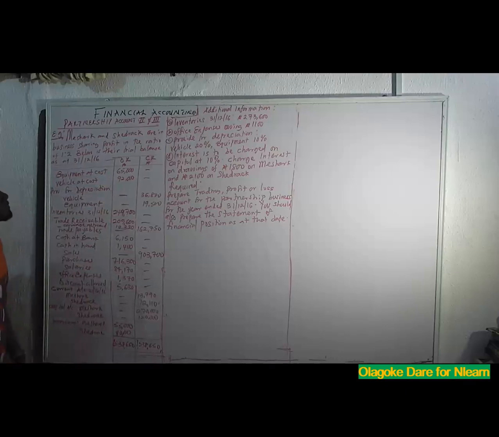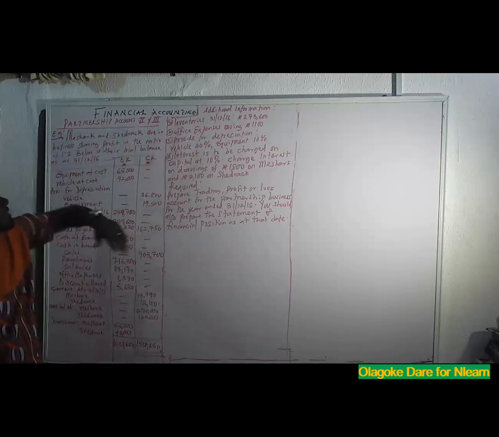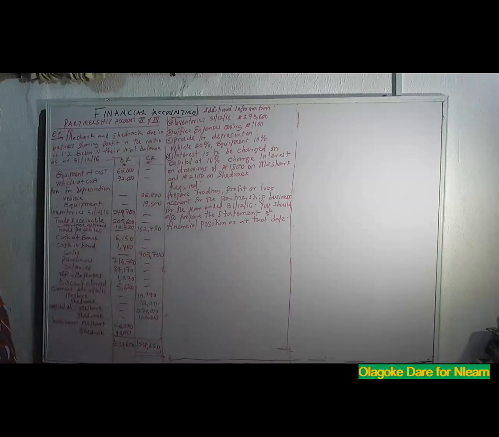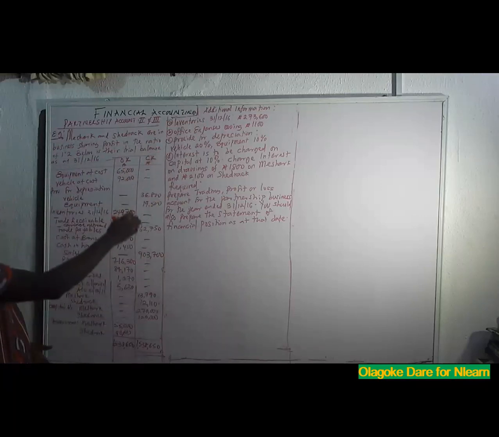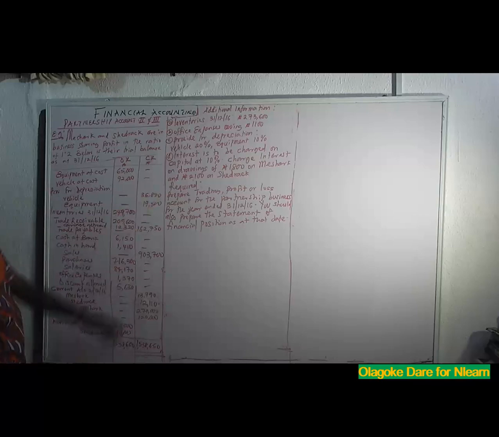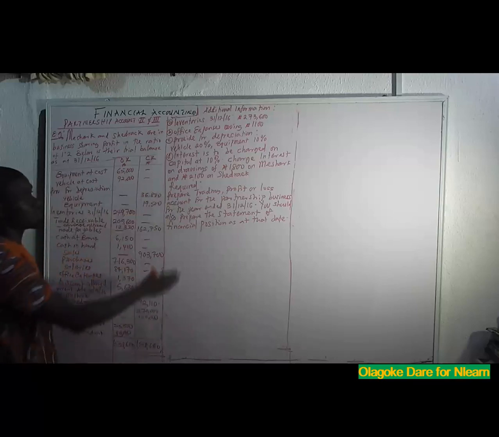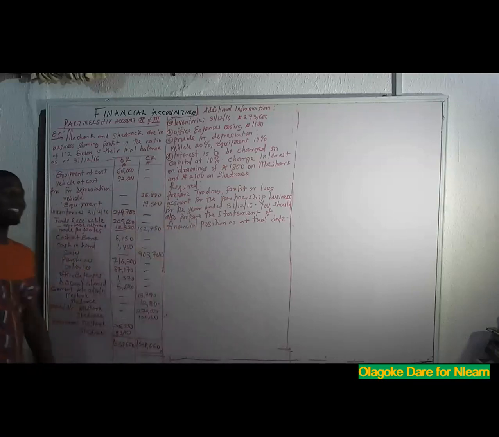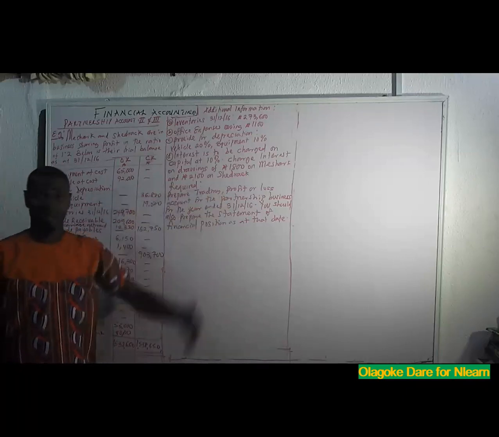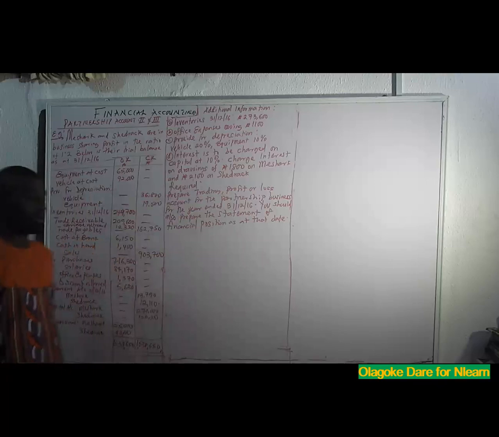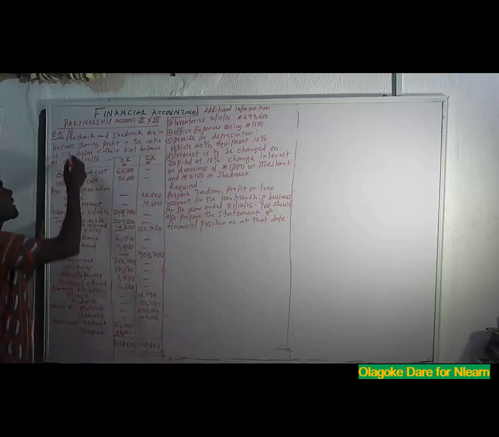We have it this way. We have additional information: inventories, office expenses owing, provision for depreciation, interest to be charged, and we are told about drawings and all that. So we are told to prepare the trading and profit or loss accounts for the partnership business and also a statement of financial position of the partnership business. The trading profit or loss account is our income statement. So let's start by solving.